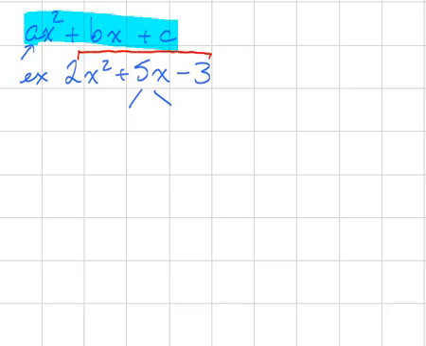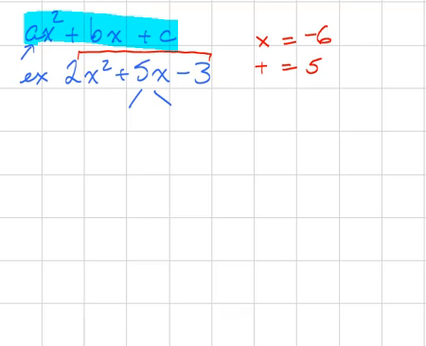First off, I look for two numbers that are going to multiply to give whatever a times c is, whatever 2 times negative 3 is. So I'm looking for two numbers that multiply to equal negative 6, and then that add to give the middle number, like we were doing before. So two numbers that multiply to give first times last, and add to give the middle. So we just saw negative 6.